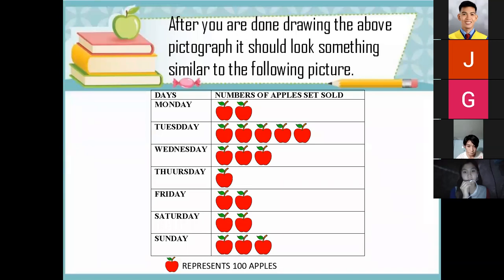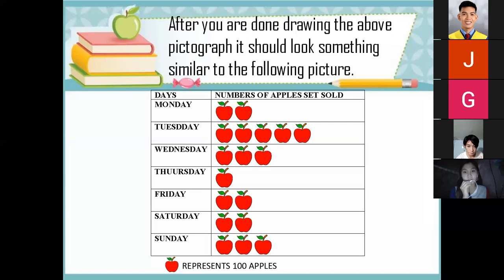So after knowing the steps and processes, we're going to learn how to create a pictograph. The first step, as Ms. Gwendolyn says, is to collect data. So we have here the numbers of apples that were sold. After collecting the data, we're going to pick our symbol. Our symbol here is an apple.